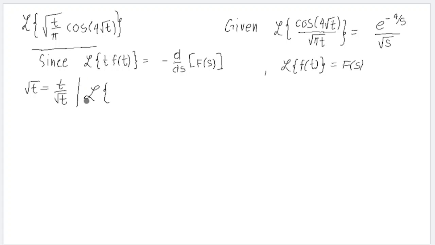Now, we've already expressed the inside function in terms of t times f of t, and we'll write that here. This is already t over square root of t, and we're gonna separate the square root of pi, cosine 4 square root of t over square root of pi.